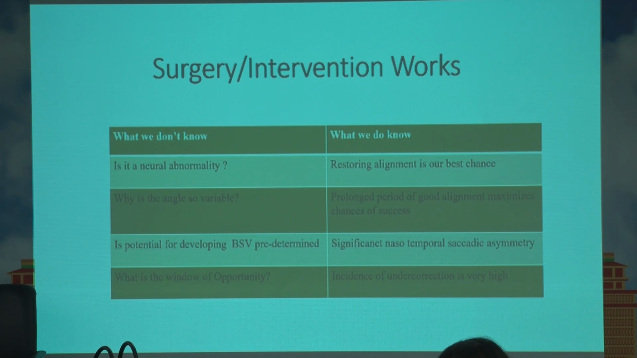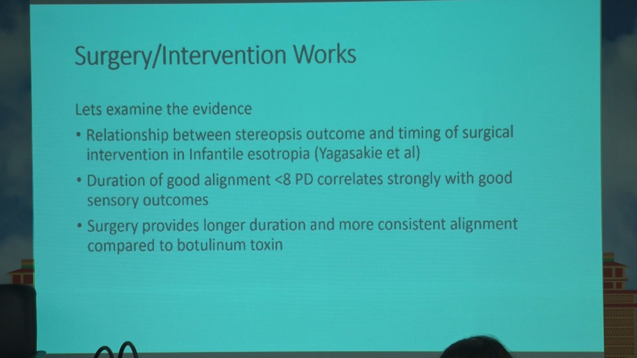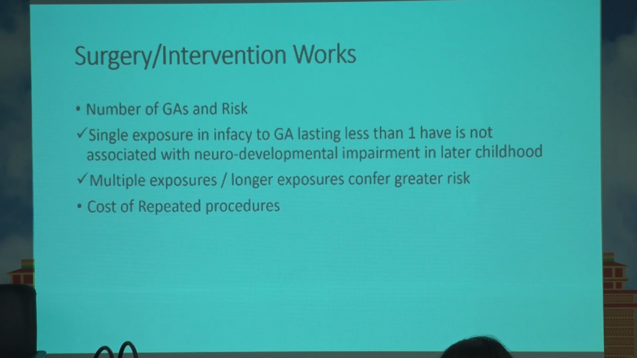Obviously, we'll have a prolonged period, a sustained period of good alignment, which will help in achieving a good binocularity. And obviously, incidence of undercorrection in these cases would be lesser. So let's examine the evidence for the surgical group. Obviously, it has been seen by Yagasaki et al., where the duration of good alignment was very long. So obviously, within 8 prism diopters, which is strongly correlated with better binocularity, better sensory outcomes, giving us more consistent results as opposed to botulinum toxin.